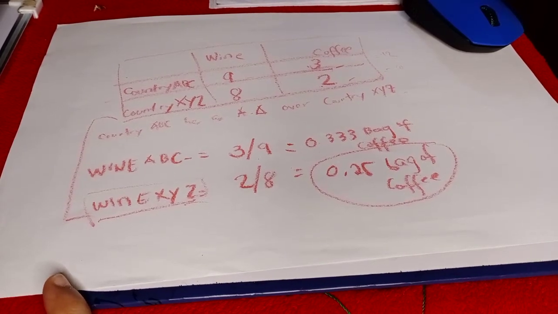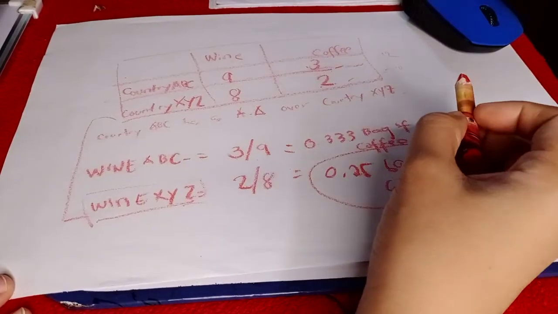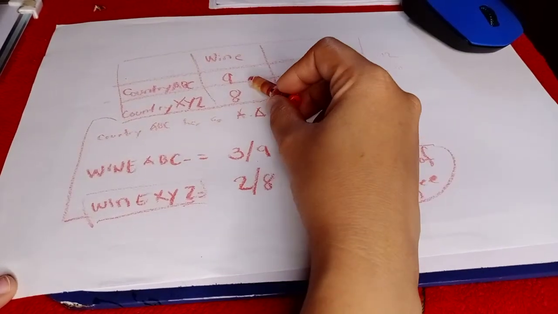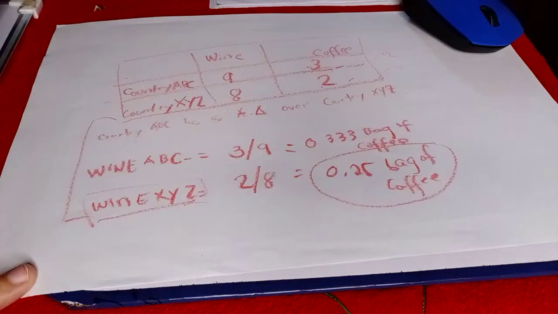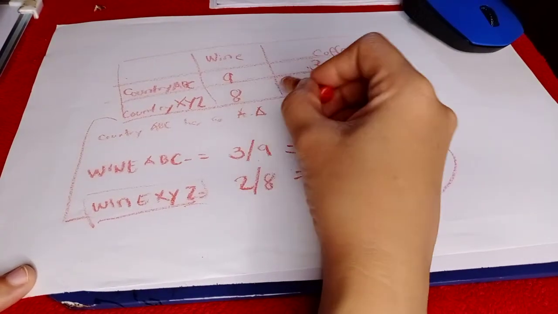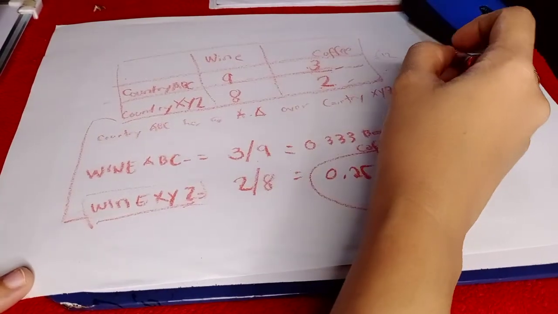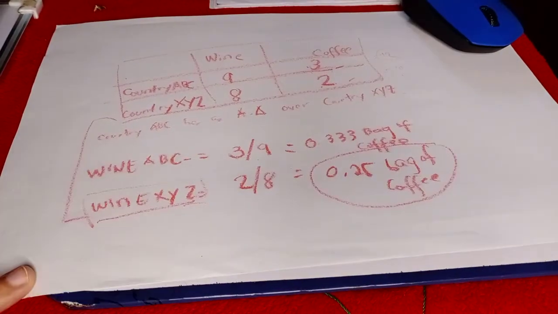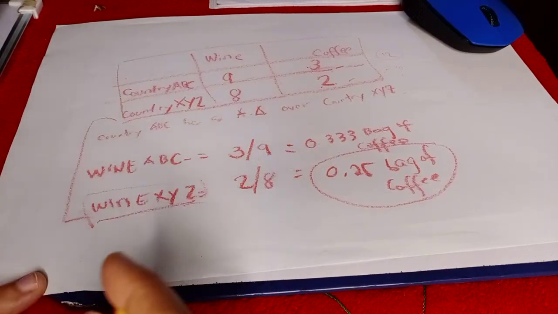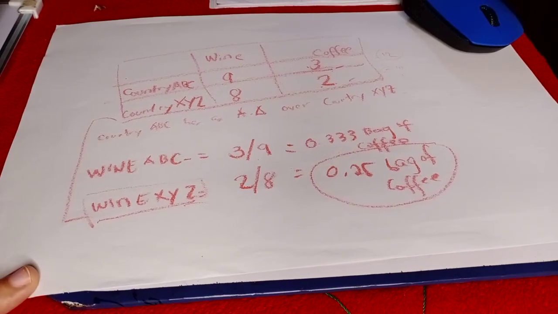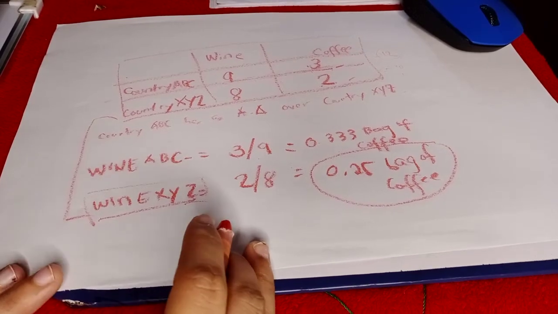But overall, as you can see, when we add the 9 and 3 in producing both products, we get 12 in country ABC, and for country XYZ, 8 plus 2 is 10. Which means country ABC has an absolute advantage over country XYZ in producing wine and coffee. But in terms of comparative advantage, we need to calculate first.